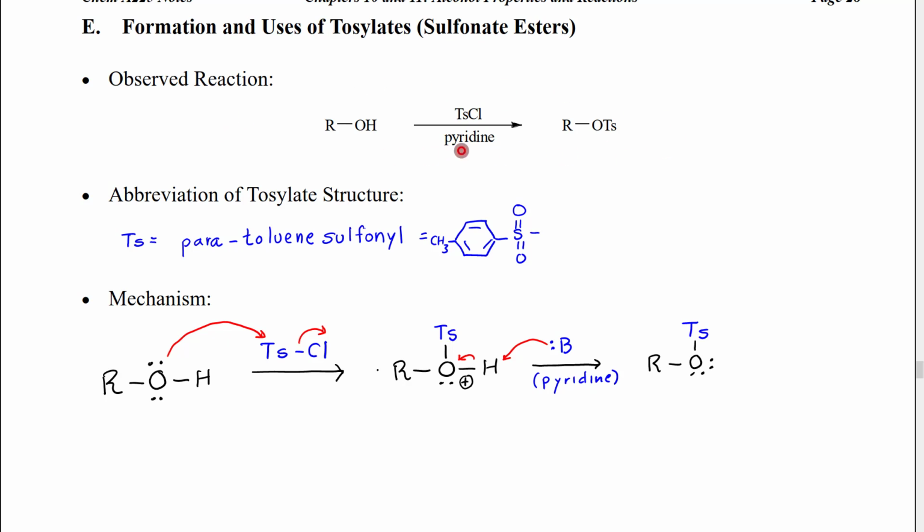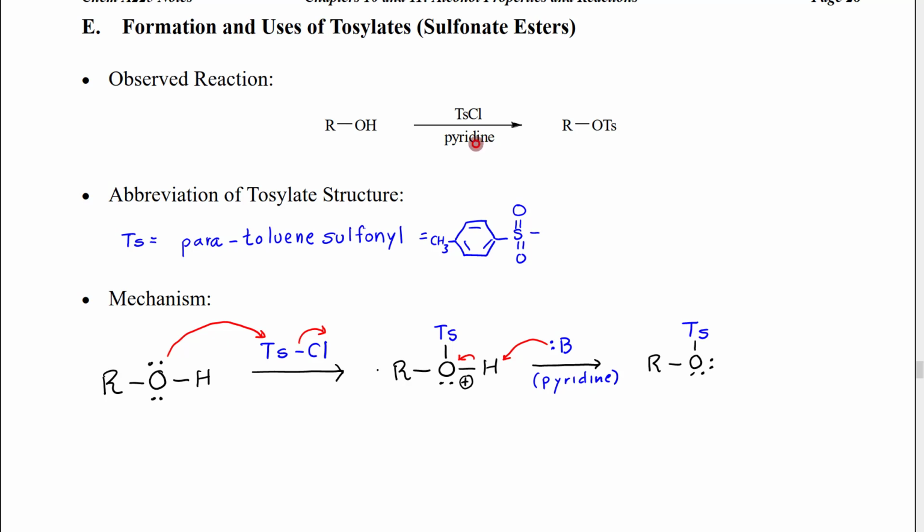Let's first look at our observed reaction and the abbreviations we're going to be using. You are totally welcome to use these abbreviations. All organic chemists do. We're going to start with an alcohol. We're going to treat it with this, tosyl chloride, TsCl. We're also going to put in a base called pyridine. We're not going to worry about the structure of pyridine right now. We'll be discussing that in a later chapter. Just understand that pyridine is a base.